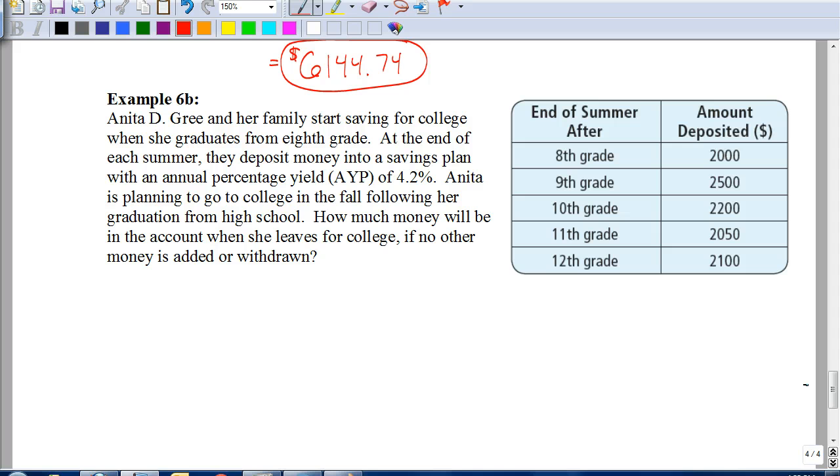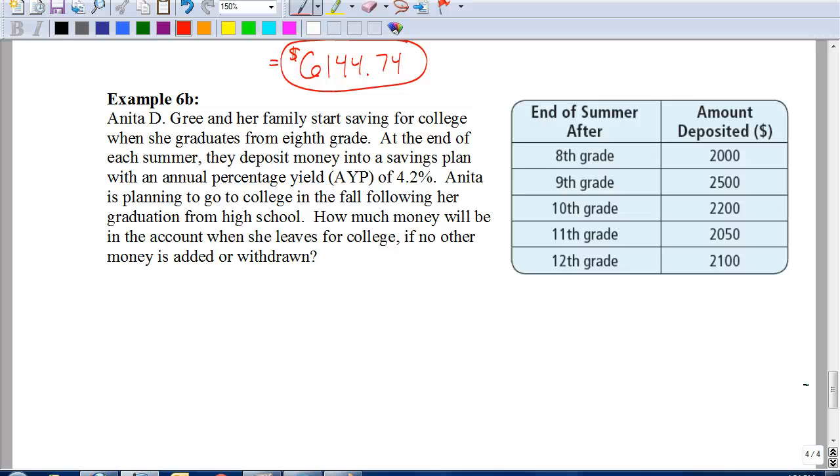Okay, why don't you guys try this one on your own? So why don't you pause the video, and this one's very similar to the previous one, so it shouldn't be very difficult setting it up. Why don't you guys go ahead and try this one on your own? So like I said, pause the video and hit play when you're ready to check your answer.